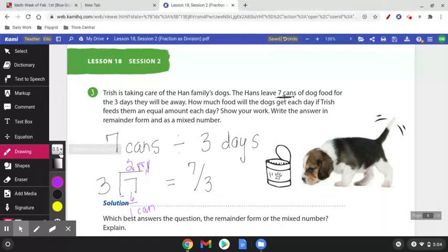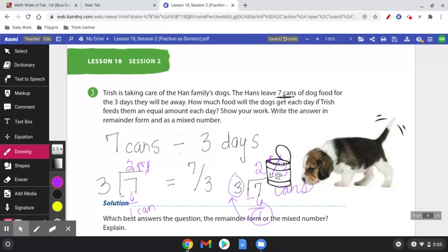I also can do that same problem, but instead of writing it as a remainder, I'm going to write it as a mixed number. So in this case, I would say 3 fits into 7 2 times. Again, subtract and I get 1 left over. But this time, I'm going to write the leftover, that 1 left over out of 3. And that really makes more sense for this particular question because I want to use all the cans. I don't want to have leftover cans. So that makes more sense to me.